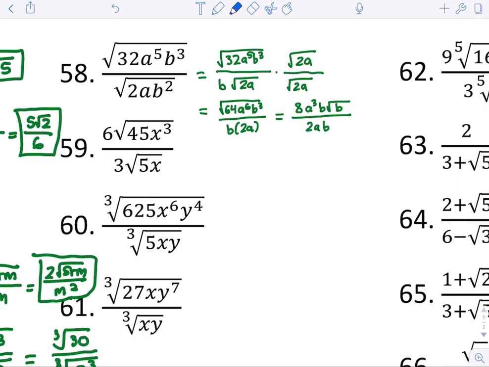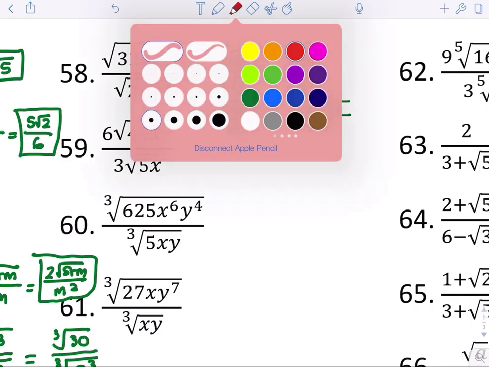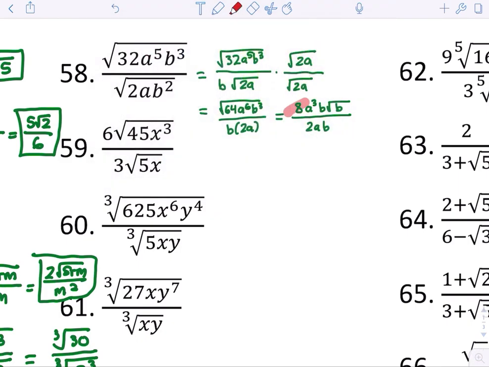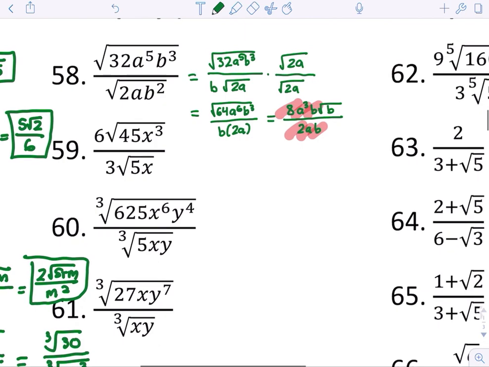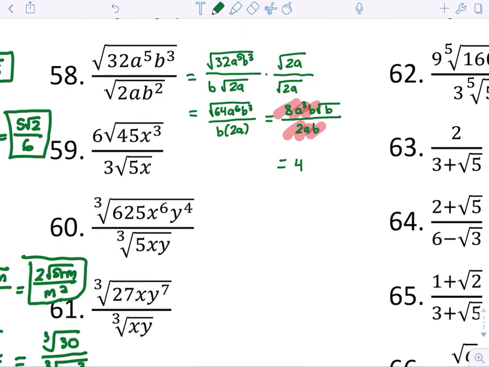Now we could cancel. So we could cancel this one with that one. An a from both and a b from the top. So our final answer is going to be 4a squared square root of b. And that's our final answer.